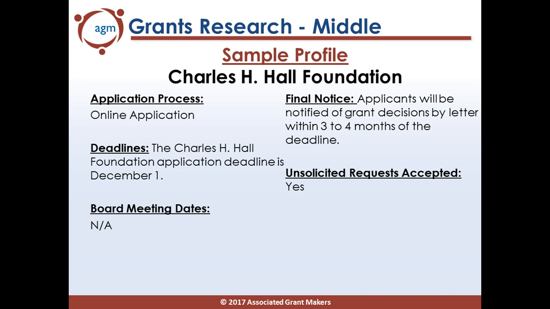If you're contacting them in January asking about the status, that's usually not a great idea if they've indicated that they're not going to be in touch until February or March. If it's April and you haven't heard from them, that would be a reasonable time to reach out and check in about the status. But again, they've set up the expectations here with this final notice indicator. And then lastly, they do accept unsolicited requests. So the online application is something you could fill out as you wish.